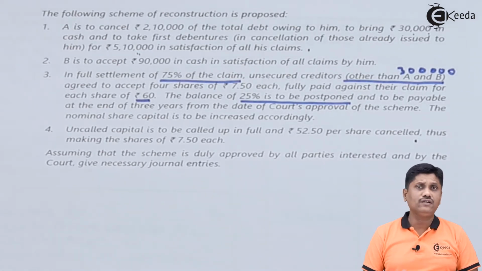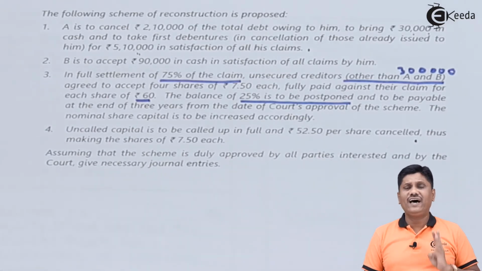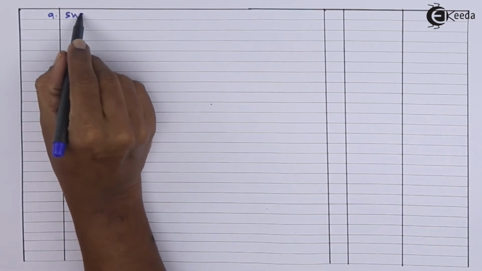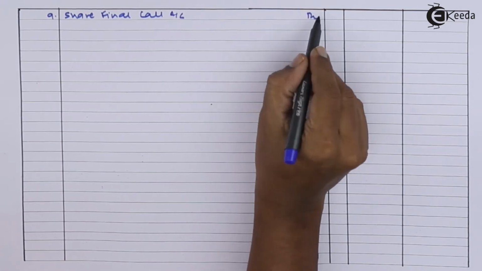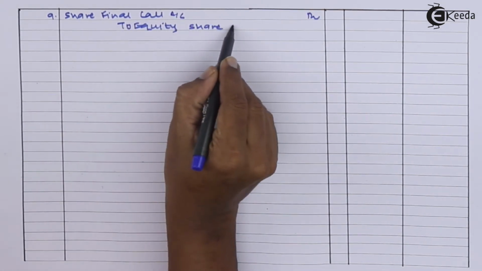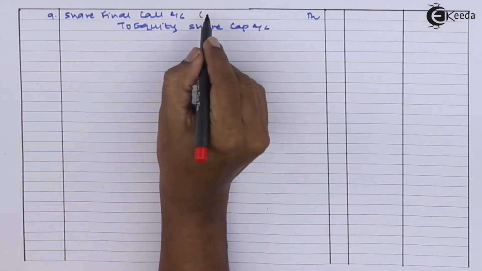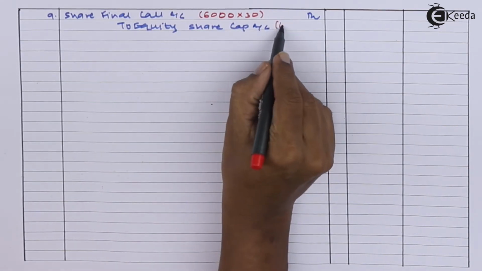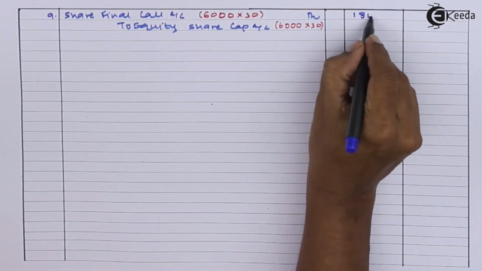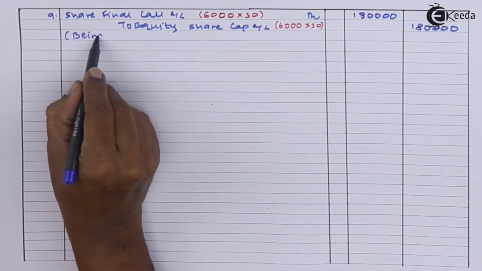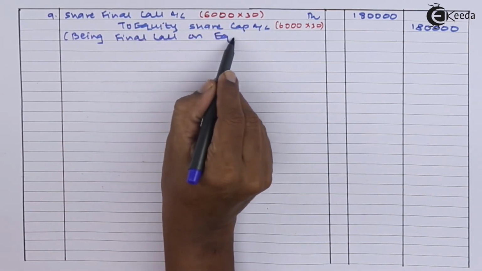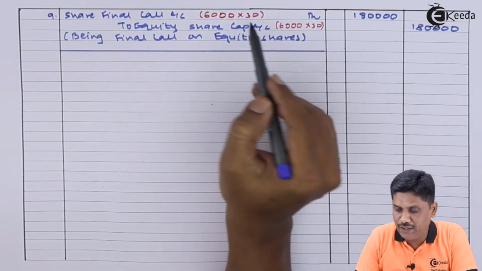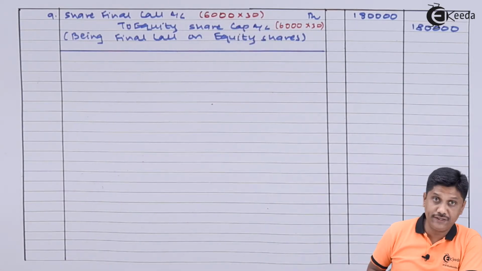So let us do entry number 1 for making a call, entry number 2 for collecting the call, and the last entry for reducing the capital. So step by step we will do the entries. Let us go ahead. Friends, it is an entry for making a call. Share final call account debit to equity share capital account on 6,000 shares at the rate of 30 comes to 1,80,000. So we made the call.